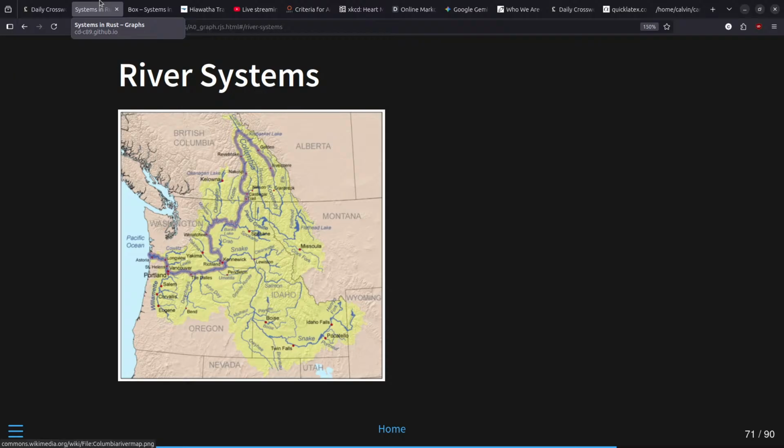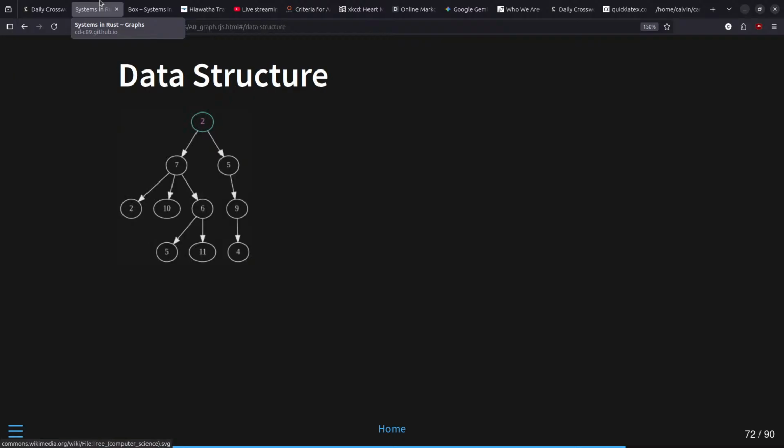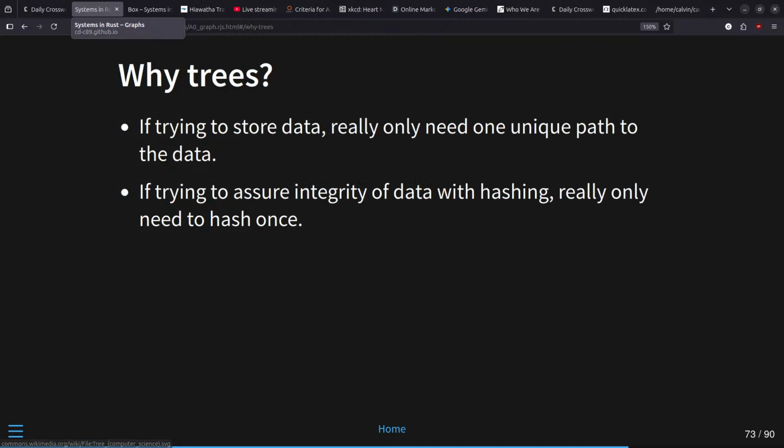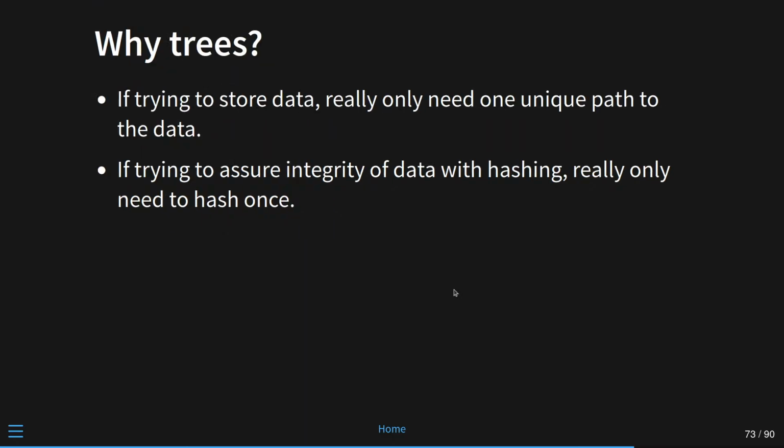I hadn't actually seen anyone else come up with this, but I wanted a naturalistic example, and river systems are trees. And then there's also these little things called data structures. Anyone heard of data structures? We all love data structures. Okay, I don't like them either. Okay, that's fine. Why trees?